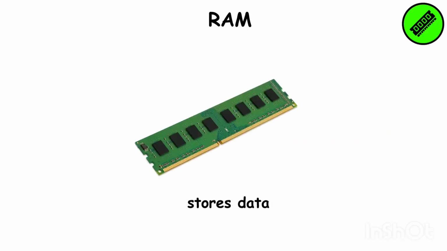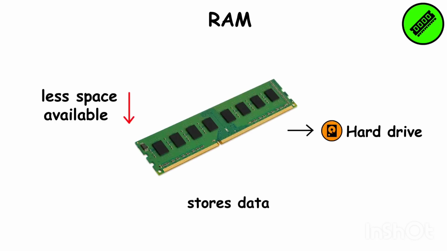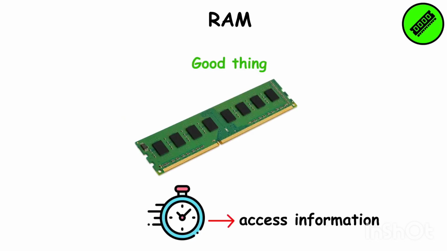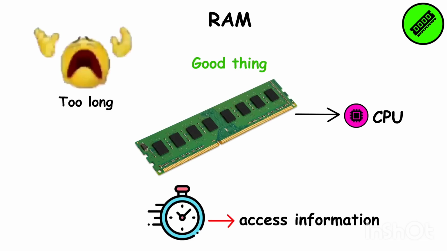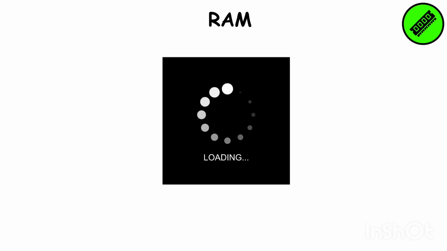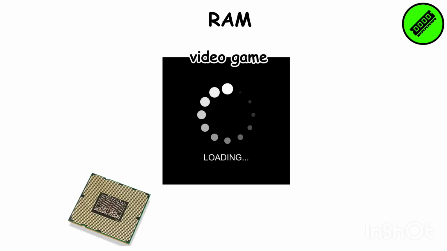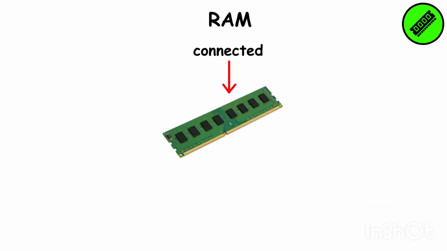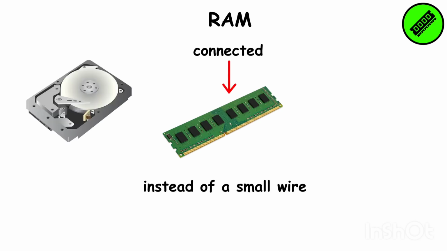The RAM stores data, just like the hard drive, but with much less space available. The good thing about the RAM is how fast it can access information, making it useful to quickly communicate to the CPU the information that would take too long for the hard drive to access. Every time you see a loading screen in a video game, it's because the CPU is taking the needed data from the hard drive to the RAM, so it can access it much more quickly when you're playing. The RAM is connected through a long, thin stick instead of a small wire like the hard drive.